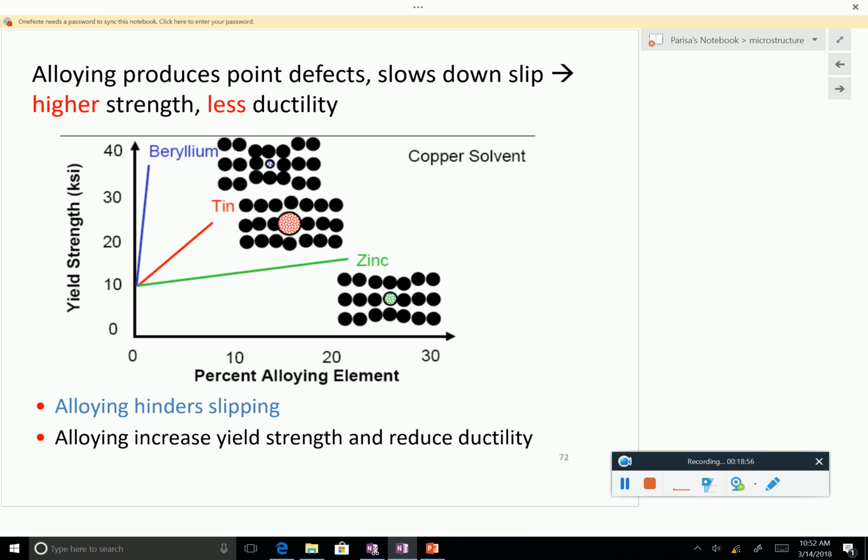So movement at a slip plane is behind the ductility. Alloying prevents that movement, increases the strength, and at the same time ductility goes down. So if you look at these different alloys, you see that the strength has increased because alloying hinders slippage. It increases strength and you have less ductility.